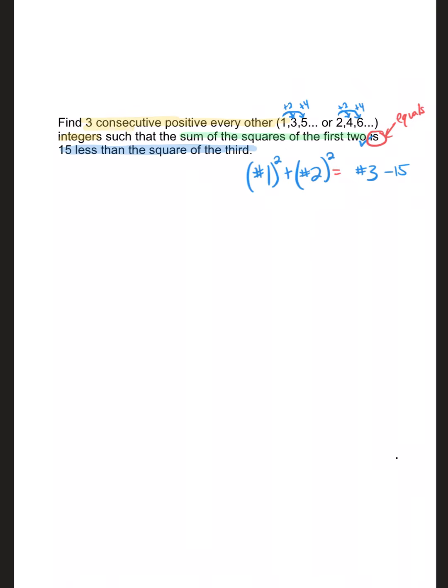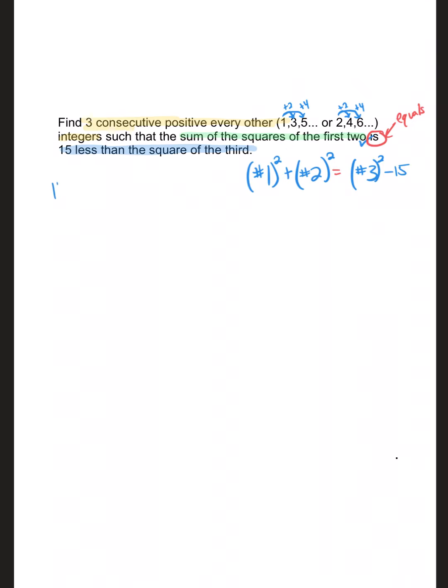15 less, but it says the square of my third number. So I'm going to, again, square my third number and then write it minus 15. So that gives me an idea of what I'm trying to do with this word problem. But we need to give some variables to our numbers. We can't just call them number 1, number 2, and number 3.